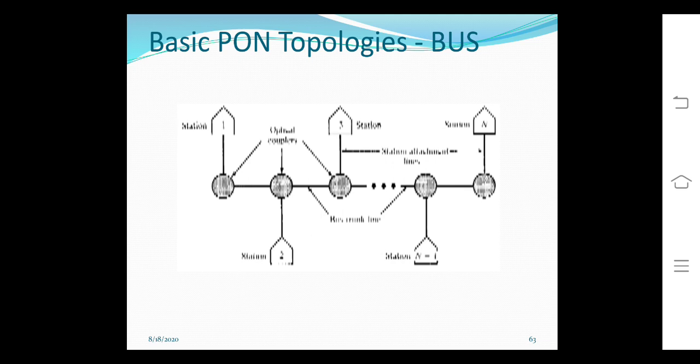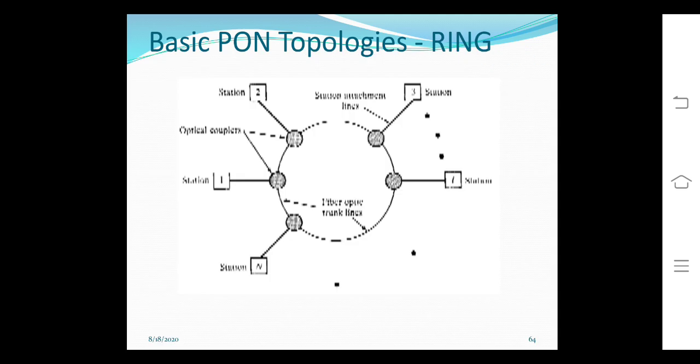So in the bus topology, we have many stations which are connected linearly, and optical couplers couple all the stations to the linear line, like a bus-like structure. The next is the ring structure, where all the stations are connected in a ring-like pattern, and in the same way the optical couplers are connected in a ring structure, and the station attachment lines are connected to the main trunk lines.